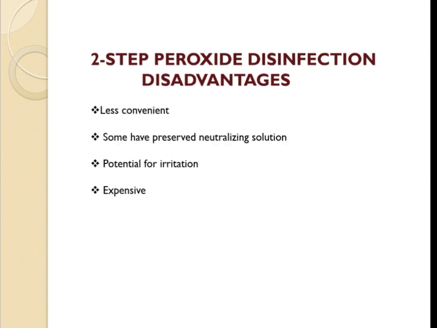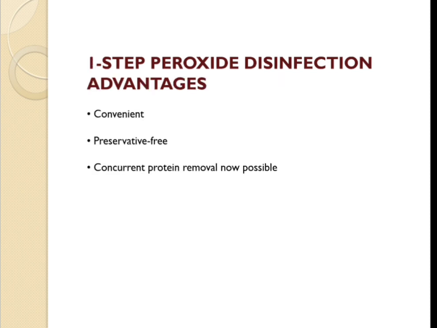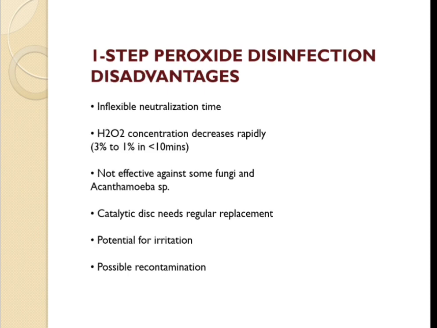The disadvantages include it is less convenient, some have preserved neutralizing solution, potential for irritation to the patient when you use the lens again, and it is expensive. The 1 step is convenient and preservative free, but concurrent protein removal is not possible. Disadvantages include inflexible neutralization time, hydrogen peroxide that decreases rapidly or causes irritation to the eye, and it is not effective against some fungi. Some fungus cannot be killed by the 1 step procedure, or Acanthamoeba. The catalytic disc needs regular replacement in this case, with potential for irritation or possible recontamination.